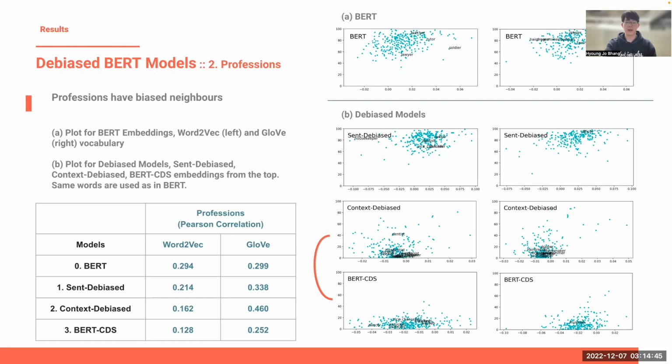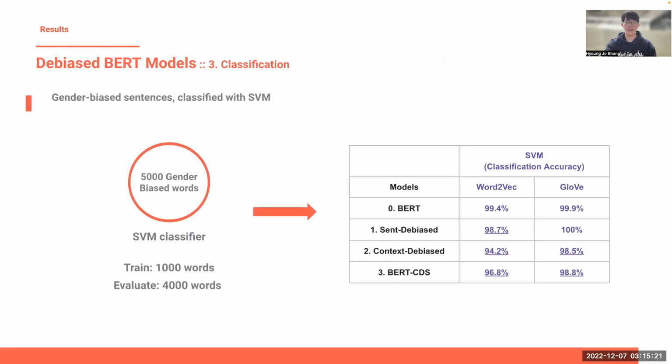However, context debiased calculates 2 types of losses, and BERT CDS uses variable switching. Then both models initiate training in the opposite direction, emphasizing female in the embeddings. Therefore, we believe a more careful approach in debiasing methods should be taken to prevent reverse bias leaning towards female. Just to add before we move on, the inconsistent trend in Pearson correlations will be further analyzed in the discussion section. Lastly, the SVM classifier is applied to all models and all presented very high accuracies.